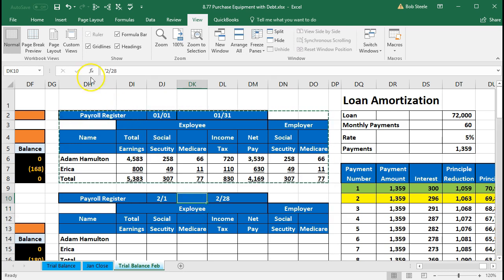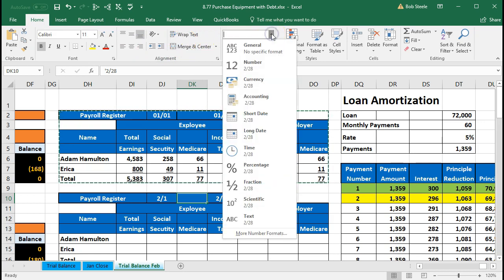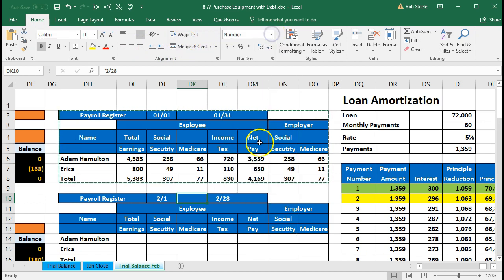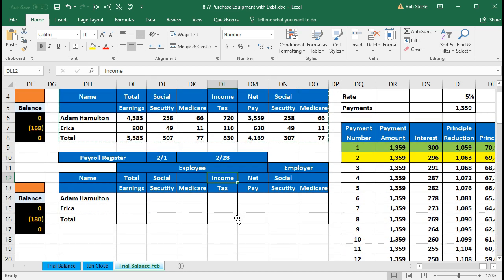We could have obviously changed the date format too if we go to the Home tab and we go to the numbers and go to dates. But it usually gives the whole date, including the year, and I just really want the month and the day. That is all we need at this point. So either way, in any case, now we're going to go back down here. We're going to put our information, same information we had before.